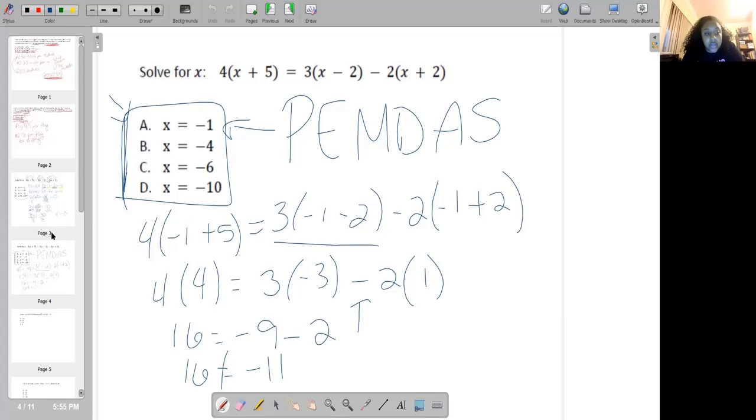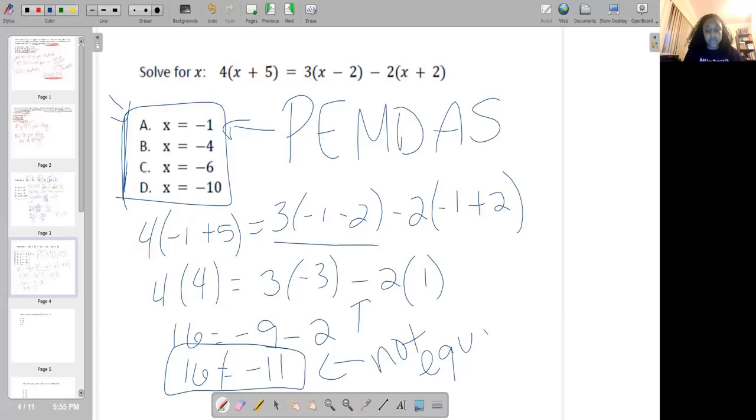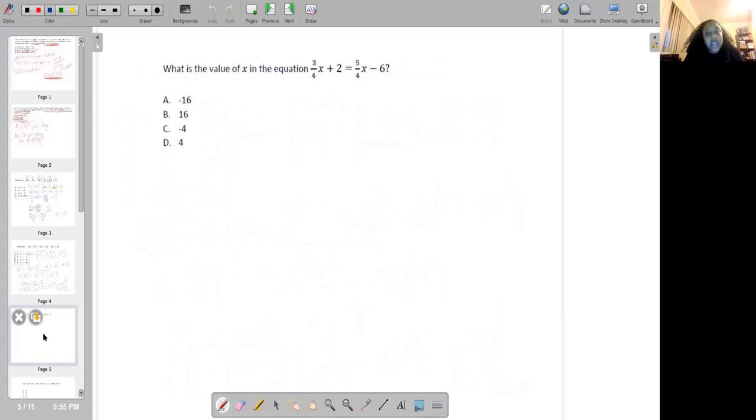Let's say you forgot how to do this. You can go one by one and plug in what the x values are and see if it's true. If both sides of the equation are true, then you know it's a solution. This one is not true, right? They're not equal. So that means negative 1 is not a solution. It's not our answer. Next problem.